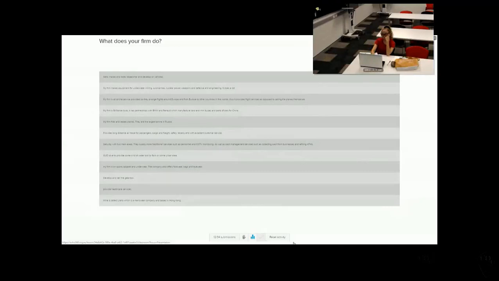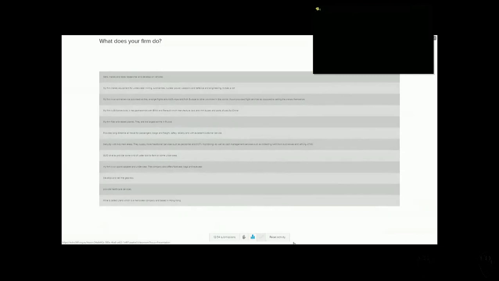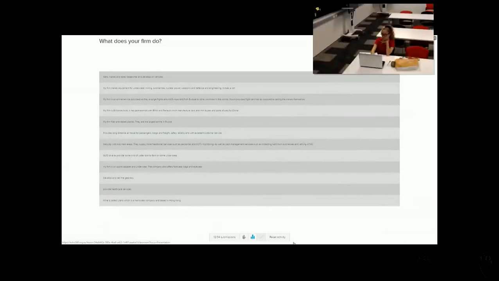Okay, so people's firms do a wide variety of things. One sells, makes and does research and develops vehicles. Another firm makes equipment for underwater mining submarines. So I think that one was Yvette's. Yeah, we've discussed that one a little bit. My firm is an airline service provider, so they arrange flights around Europe and from Europe to other countries in the world. It provides flight services as opposed to selling the planes themselves.